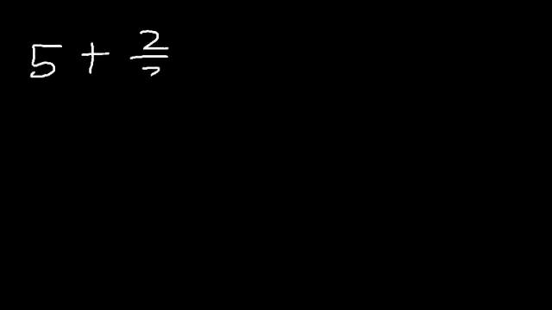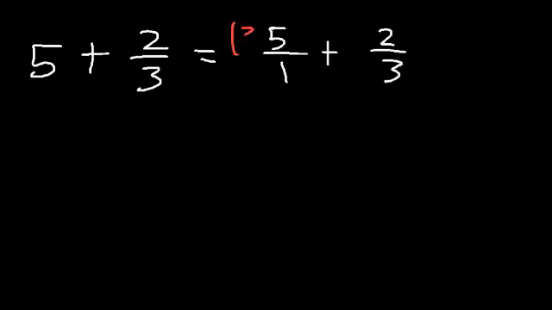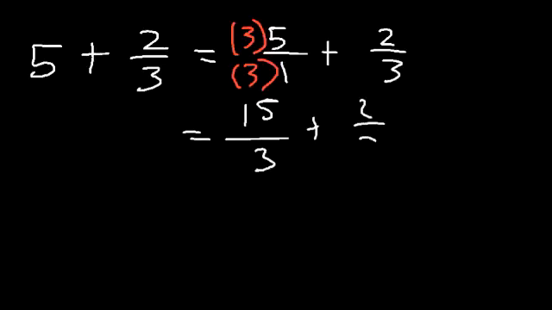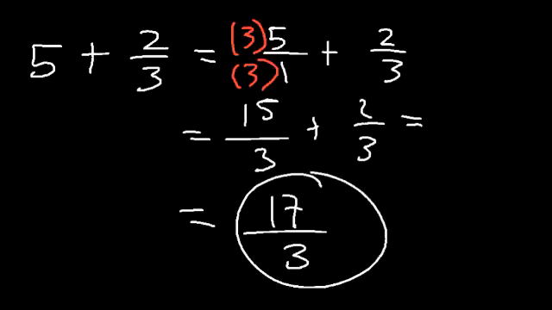So now let's move on to fractions. If you want to add 5 plus 2/3, how can you do so? 5 is the same as 5 over 1. Whenever you want to add or subtract fractions, you need to get a common denominator. So the first fraction, let's multiply top and bottom by 3. Whatever you do to the top, you have to do to the bottom. So 5 times 3 is 15, 3 times 1 is 3. So now that we have common denominators, we can add the numerators. 15 plus 2 is 17, and so the answer is 17 over 3.